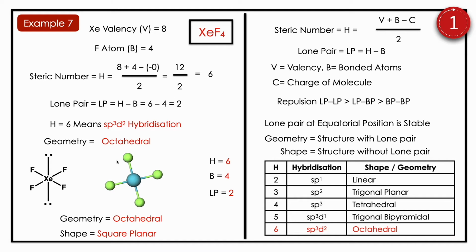So geometry is octahedral, but you have two lone pairs. Where the lone pairs come, lone pair repulsion is high, so they stay at the maximum angle. So the lone pairs take the axial positions, with fluorine on equatorial. The structure will be like square planar because lone pairs are not visible. So the XeF4 shape is square planar, geometry is octahedral.